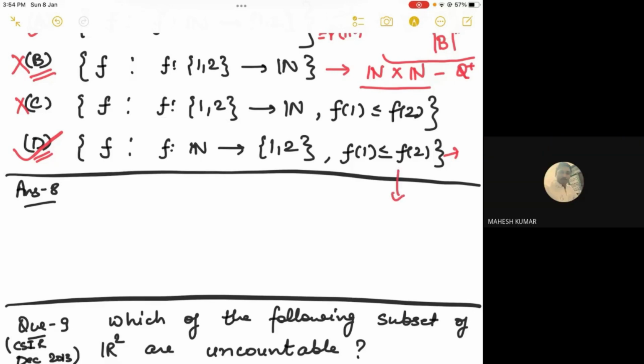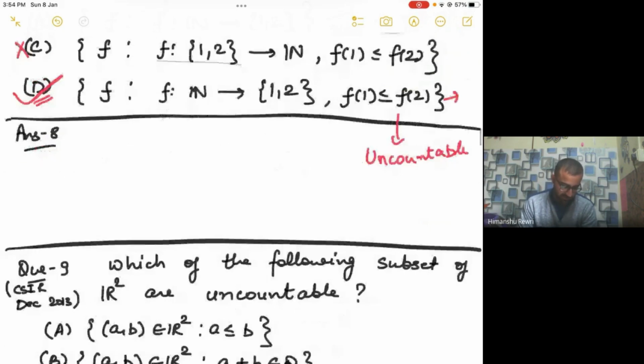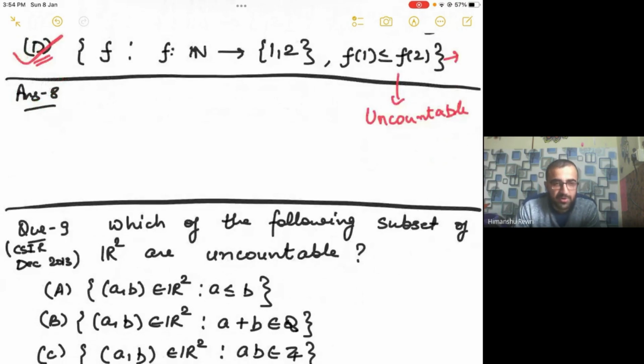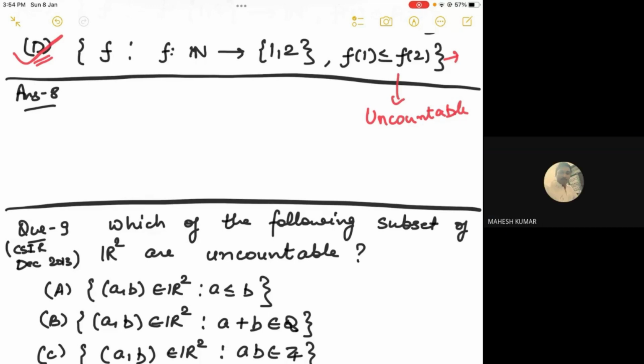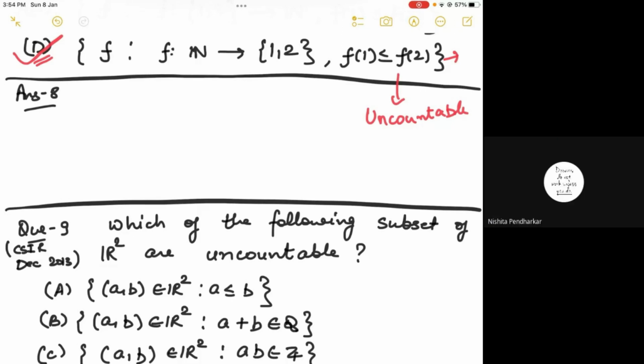Yes, sir. From my side, if no one is saying anything, then I am assuming that you understood the solution. Can you explain the D part again? Sorry, Nishita, what did you say? Can you explain the D part again? Why option D?